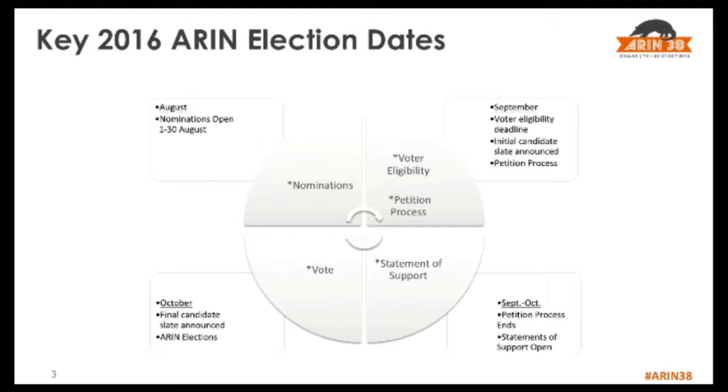An initial candidate slate was announced, and the petition process opened, wanting to note that this year we did not have any petitions. Throughout September and October, statements of support were opened and remain open. So if you're still interested in submitting a statement of support, I encourage you to do so. We check probably every couple of hours, but we will absolutely approve within a 24-hour business time frame. And the petition deadline did close, which brings us to this month, October. Earlier this month, the final candidate slate was announced, and now it's time to vote.